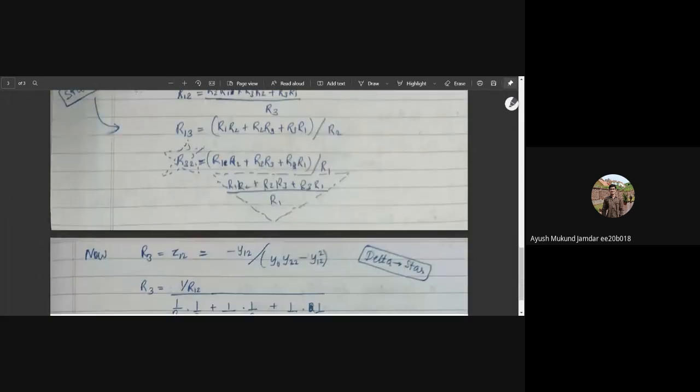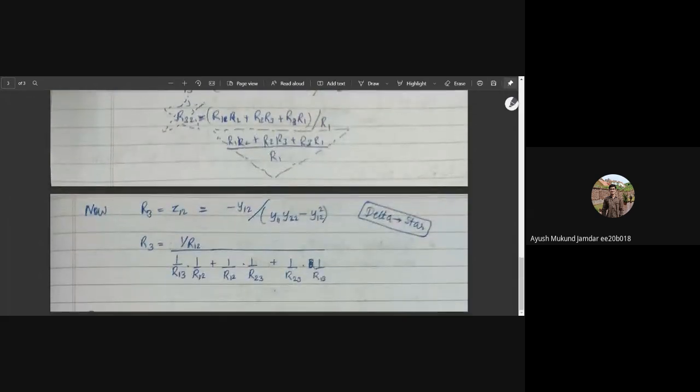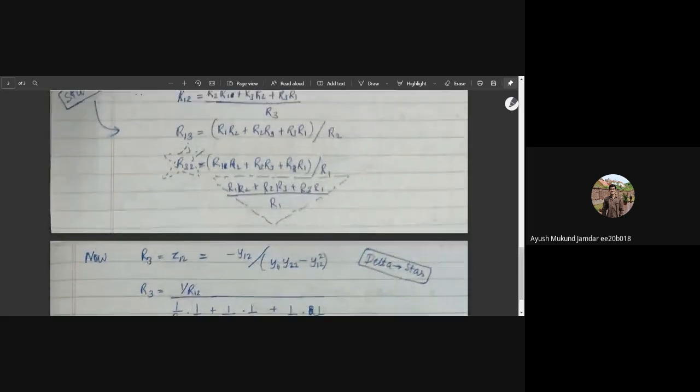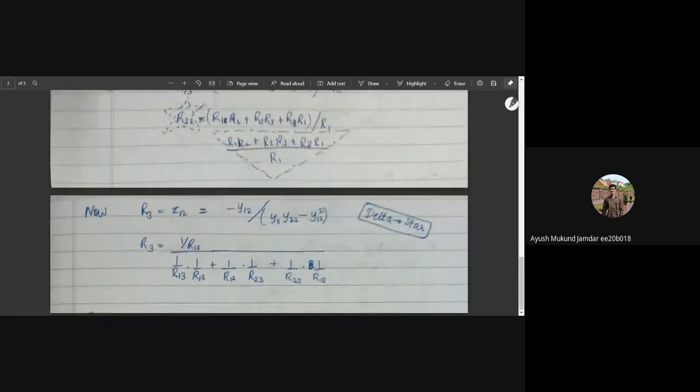And similarly, we have a conversion from delta to star. That is, again going through the same process, R3 turns out to be 1 by R12 upon the sum of 1 by R13 times 1 by R12 over the three elements, again a symmetric formula. So these are the two formulas not to be confused with each other, and the second one helps us convert a delta network to a star network.